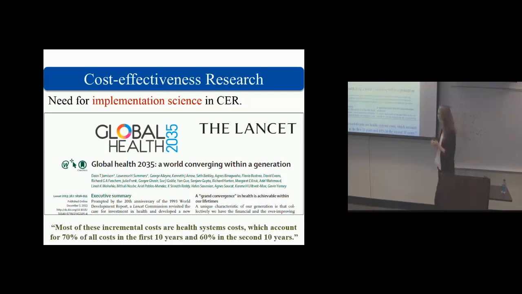Now, what was interesting that they found, which is just one of these quotes I pulled out, most of the incremental costs in low income countries for convergence to happen are health systems costs, which account for 70% of all costs in the first 10 years and 60% in the second 10 years. What that means to me is that when we are doing cost effectiveness research, we have to take into account those health systems costs that are needed to be strengthened or that are existing if we want to do a head-to-head comparison of any new technology, especially if our long-term goal is convergence.